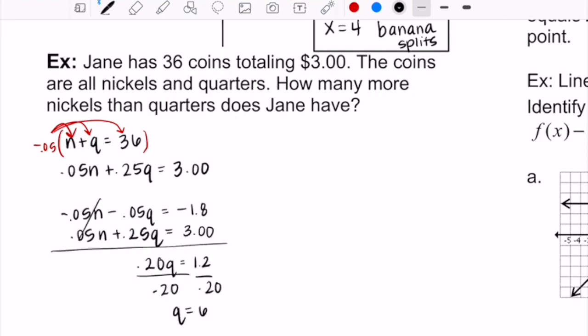In order to figure out how many more nickels than quarters she has, we need to figure out how many nickels she has. So I'll plug Q equals 6 back into either of the two original equations. Notice that it's a lot easier to plug it into the first one. And I'll minus the 6 from both sides.